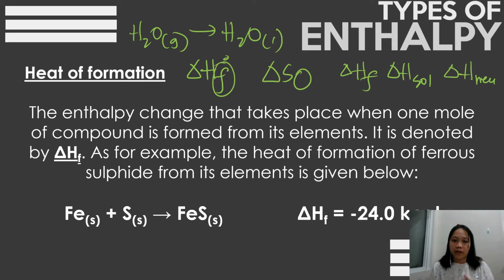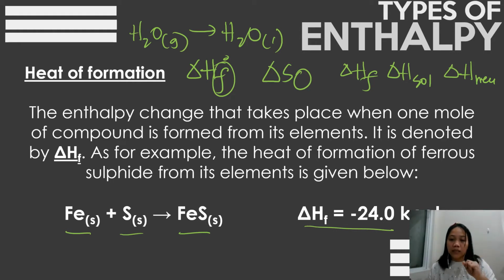Now, what does heat of formation say? It is the enthalpy change that takes place when one mole of a compound is formed from its elements. It is denoted by the change of HF prime. That means you are forming something. For you to have ferrous sulfide, you will need an iron and a sulfur. So Fe and S yields FeS, and in that case, your HF prime value is negative 24 kilojoule per mole.